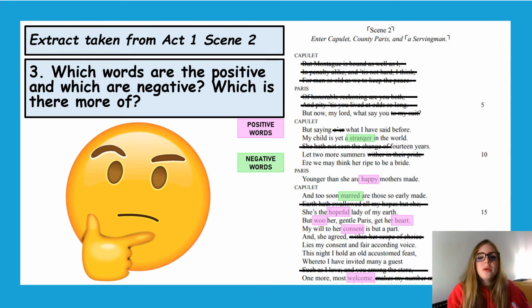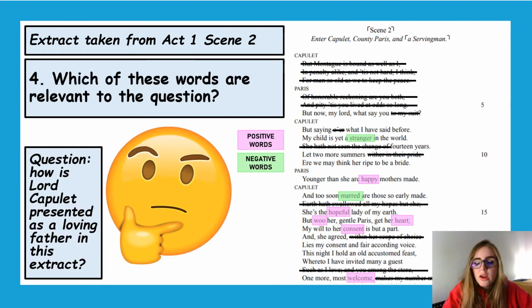So what I then do is I think, is there more positive words or is there more negative words? So here there are more positive words. So for me, that's going to start to make me think actually Juliet's father is being presented as a good father, because there are more positive words. Okay, obviously that's not an exact science, but that's quite an easy way of getting into looking at positive and negative connotations, which is going to get you your AO2 marks.